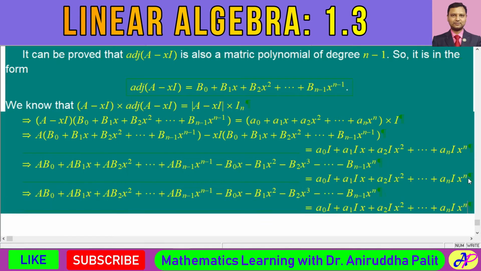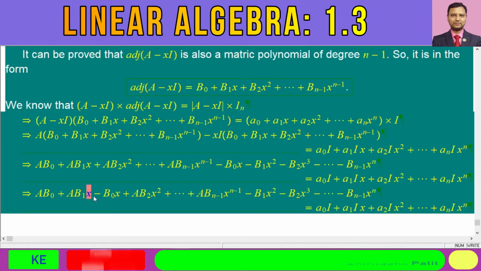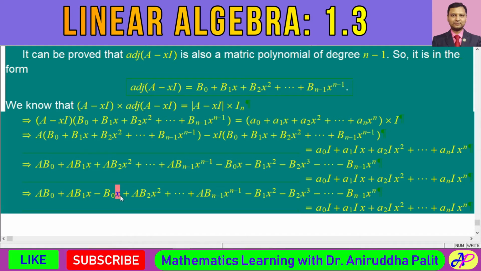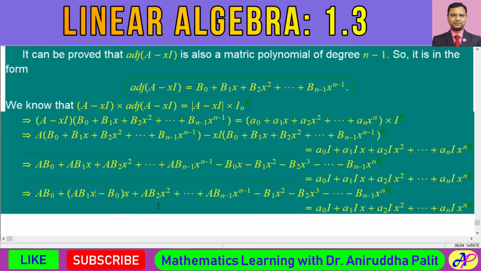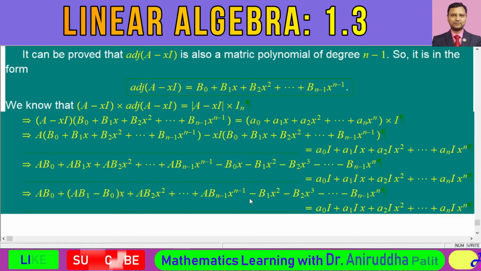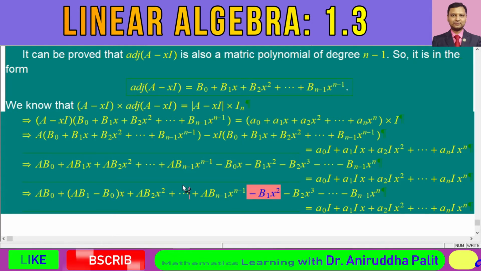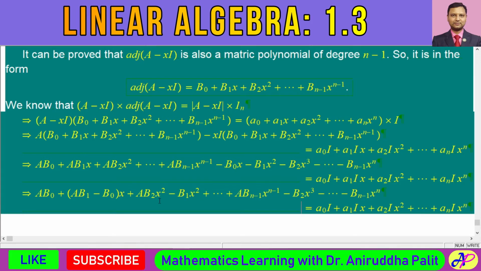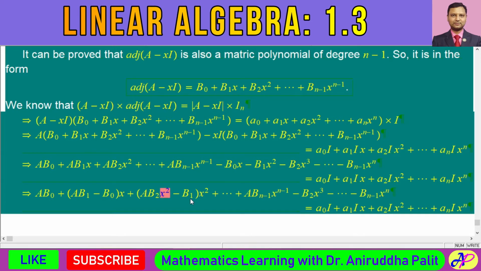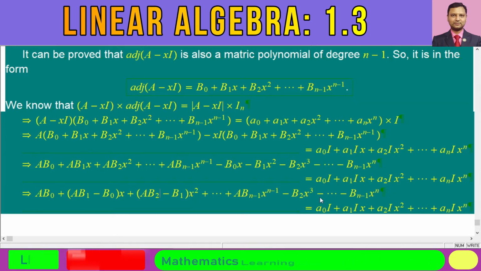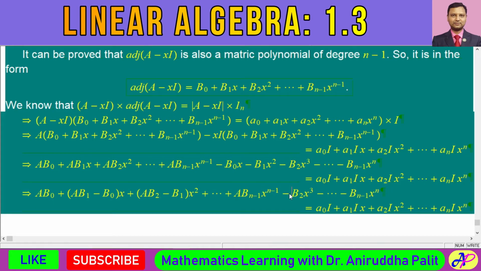Now let's copy and paste it. Now let's try to combine the similar expressions. Over here you see this expression can be combined with this one because x is there. So this x is a scalar quantity, so we can take this x common. So this would be the coefficient of x. Similarly, these are the terms containing x square. So let's take this x square common, and so on.